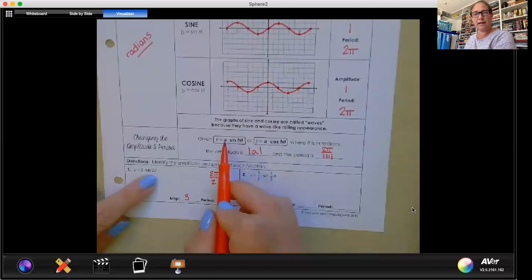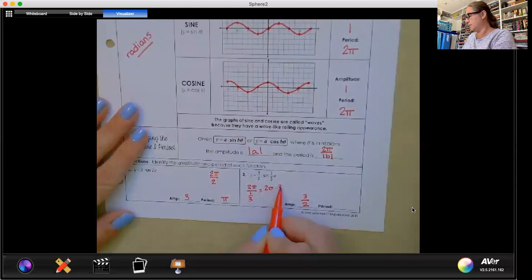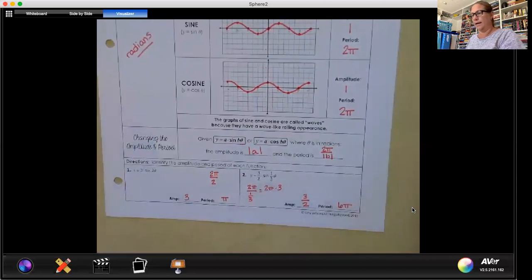Notice where b is and a is. Amplitude for problem 2 is 3/2. Period is 2 pi divided by 1/3, which is 2 pi times 3, which is 6 pi. So that means it's a long way away in order to find a complete period of that function.